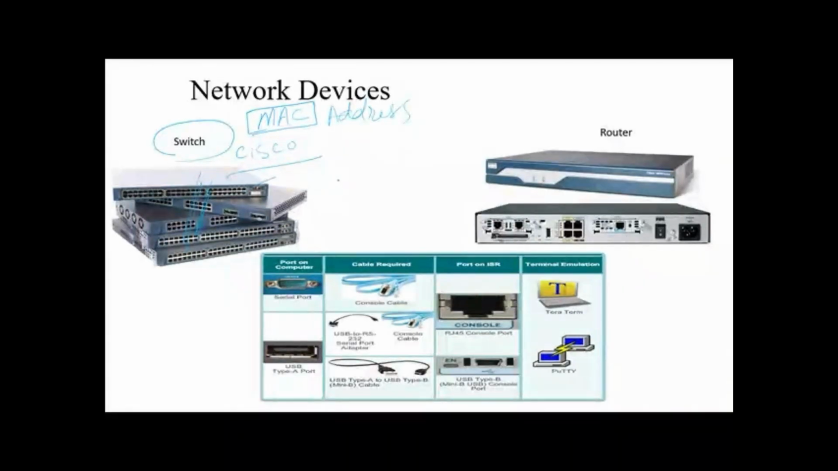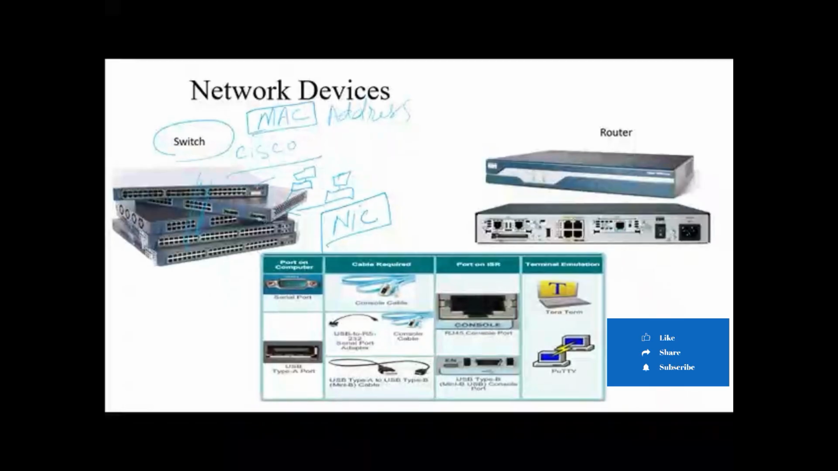So let's say these two computers are connected to the switch. The switch will record their physical address. And remember, what is the physical address? The network interface card address. On the basis of that physical address or MAC address, the data will be sent to that particular computer, and it will not be sent to all other ports or devices connected to this switch.